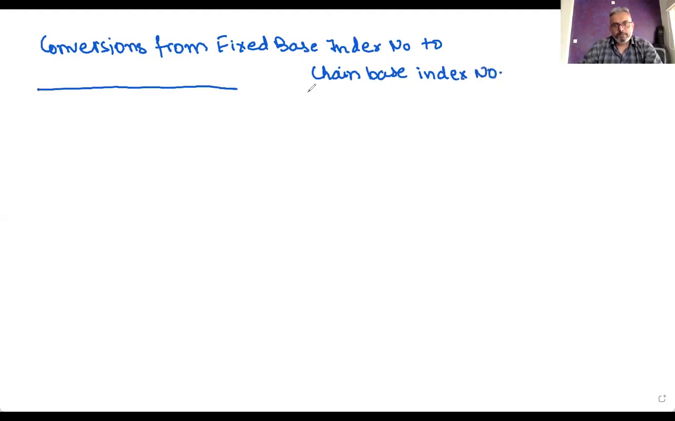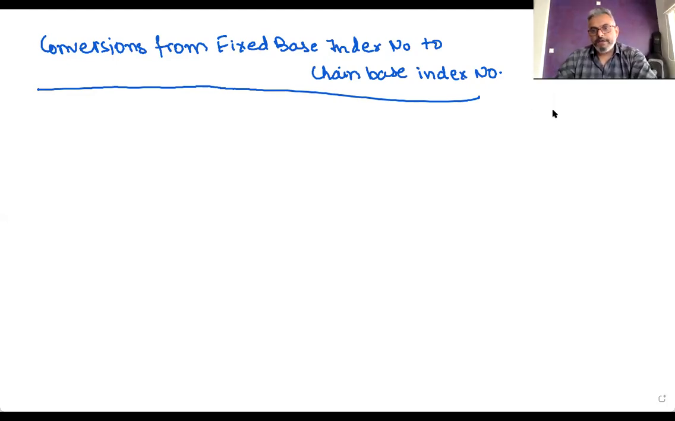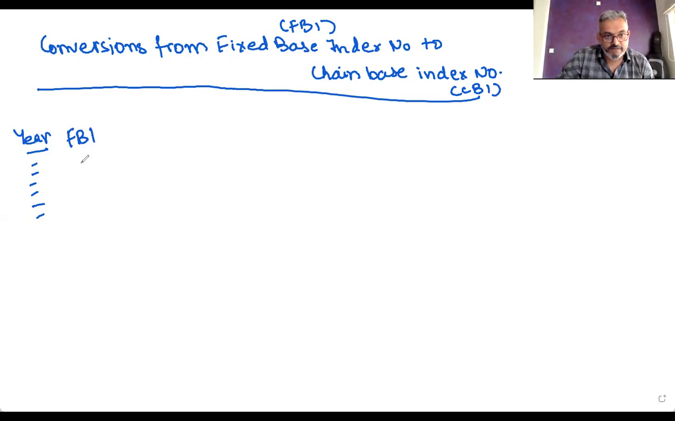Now, first we saw conversion of CBI into FBI, so chain base index number into fixed base index number, and then from fixed base index number to chain base index number. Now, over here, what will be given? The year will be given. In conversion from FBI into CBI, the fixed base index number will be given, and we have to find the chain base index number.